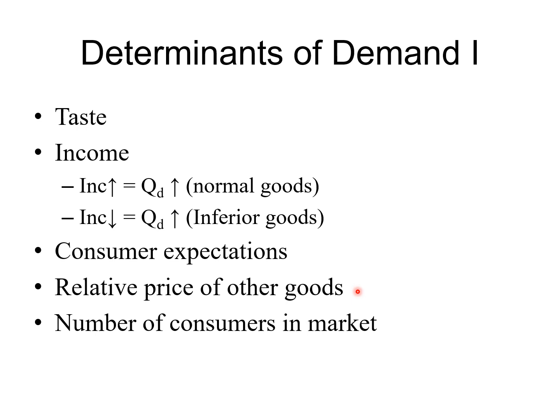And then finally, the final of the determinants is the number of consumers in the market. The more people there are in the market, that'll drive demand up. That'll drive the price up. The fewer consumers there are in a market, price will go down, demand will go down. We see this best, the clearest example of this is something like an auction, okay?